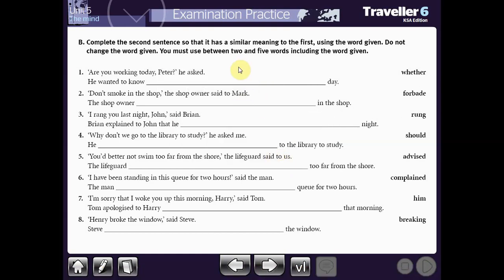Now, exercise B. As usual, it is a grammar exercise. Complete the second sentence so that it has similar meaning to the first, using the word given. Do not change the word given. You must use between 2 and 5 words including the word given.